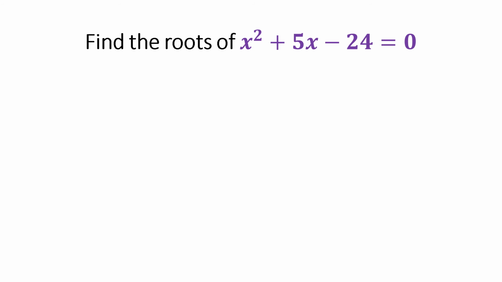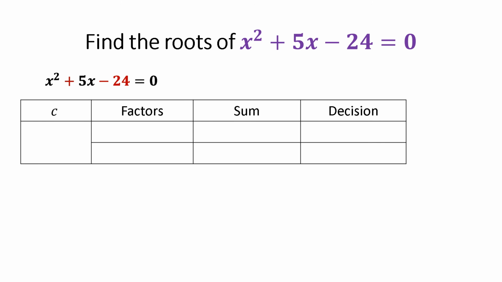Let's have the last example. Find the roots of x squared plus 5x minus 24 is equal to 0. Again, our quadratic equation is x squared plus 5x minus 24 is equal to 0. Now, we check now our c, that is negative 24. Now, b is positive. So once again, if the c is negative, there will be a logic of plus minus. So let's have this one, our table. So our c is negative 24. Now our factor would be 3 times negative 8. Now let's add that. The answer is negative 5. So our decision is to reject.